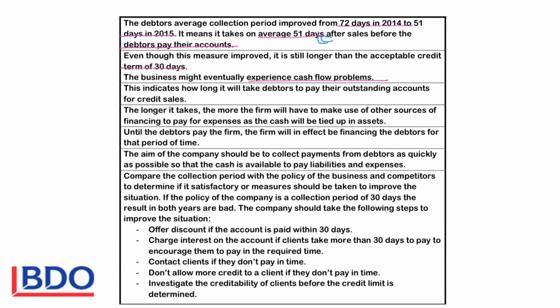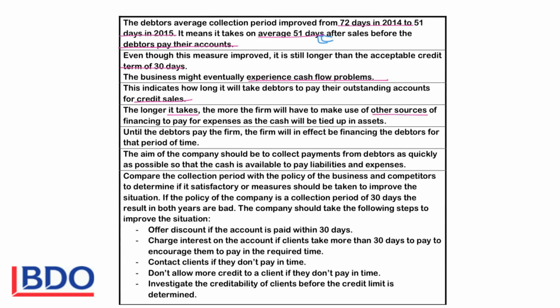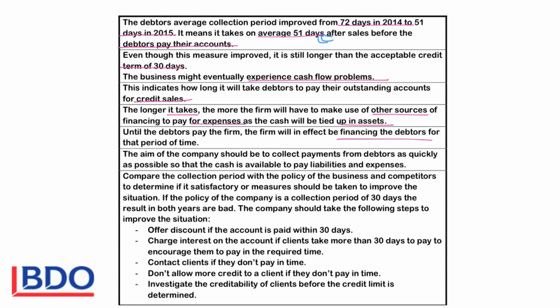This indicates how long the debtors take to pay their outstanding accounts for credit sales, because the longer it takes, the more the firm will have to make use of other sources, so from borrowings or creditors, to finance the expenses, because all the cash is then tied up in these debtors. Until the debtors pay, the firm is actually financing the debtors for that whole time, because they owe the money to the business and the money of the business is tied up in these debtors.